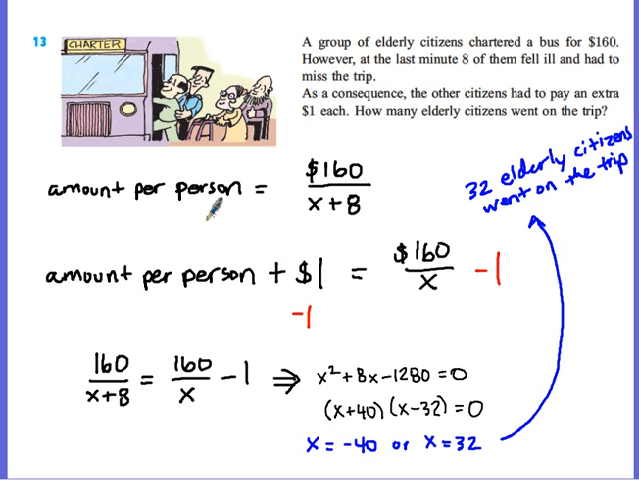If you try and figure out the amount per person, 160 divided by 40 would be $4 per person. And then 160 divided by 32 would be $4 plus $1, or $5 per person altogether. So it fits the story. I don't know where they're going for $4 or in this case now $5. And if the 32 people are angry, I'm not quite sure, but I know 32 elderly citizens went on the trip. Hope that helped.